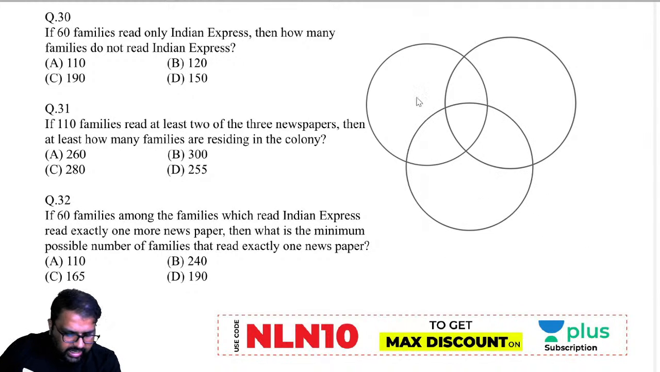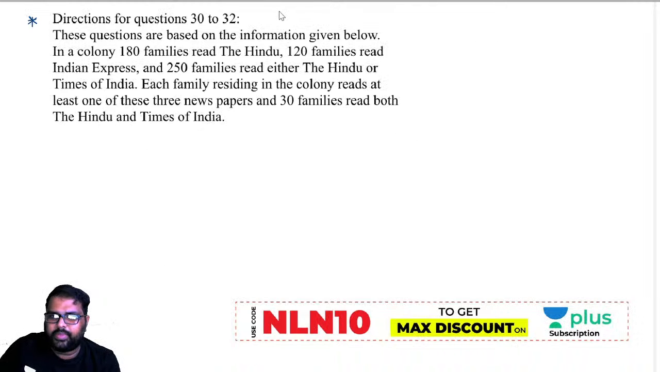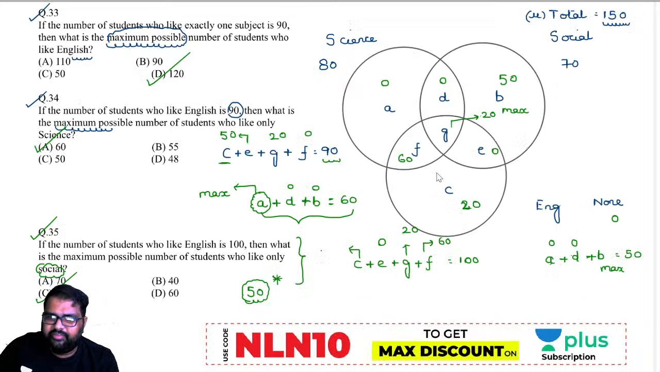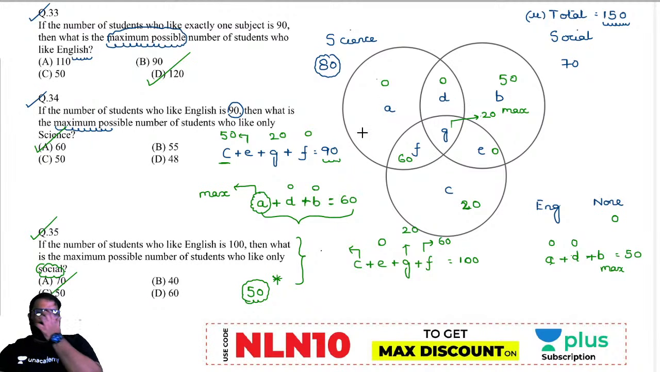Why should I take F as 60? Look here, I'll show you. If F is not 60, then what will be your science value? Your science value has to be satisfied, 80. Already you said that you took B as 50, so D and A have to be 0. I think you got my point there.